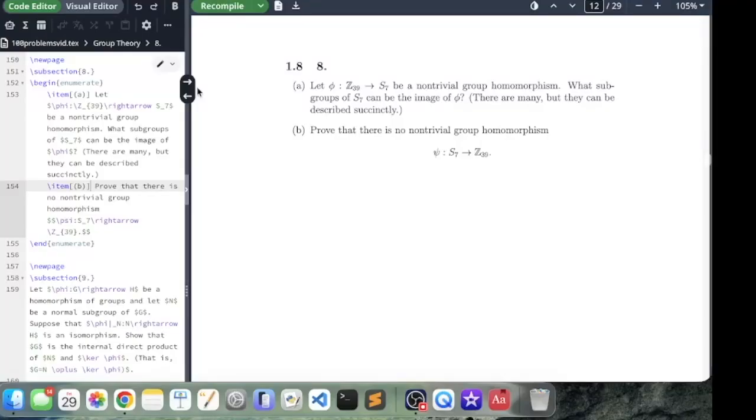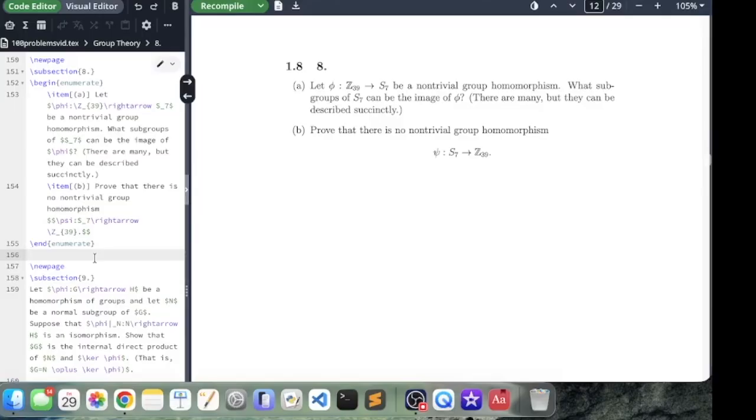Problem number 8 in group theory. Problem number 7 was a rough one, a harder problem. Problem number 8 is easier, in my opinion at least. It's just going to be the first isomorphism theorem that carries it, and we're just going to use that to prove both A and B.